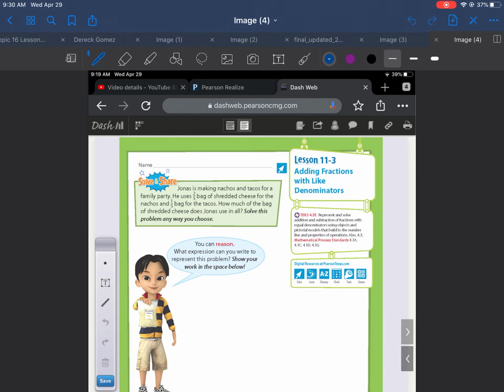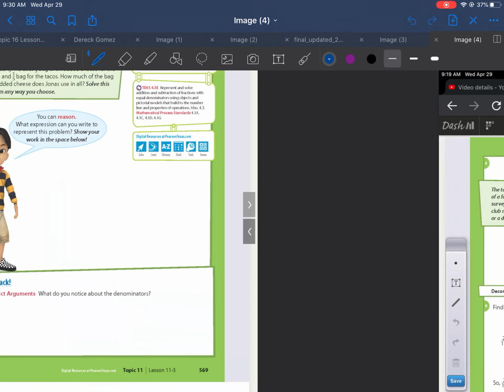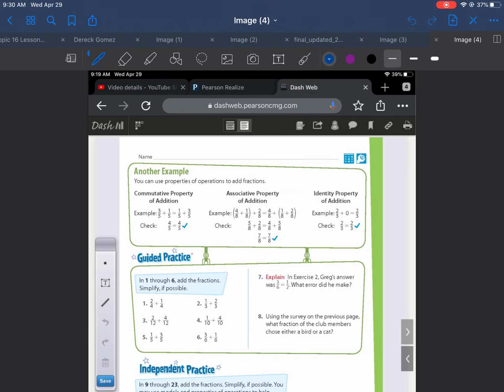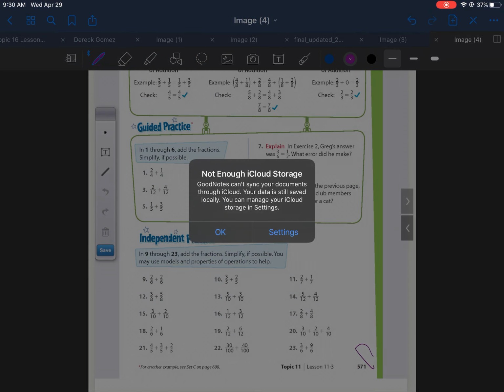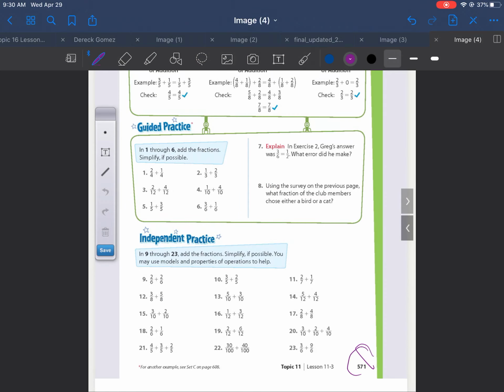So now we're going to go ahead and go into your books, and go ahead and turn with me to page 571.